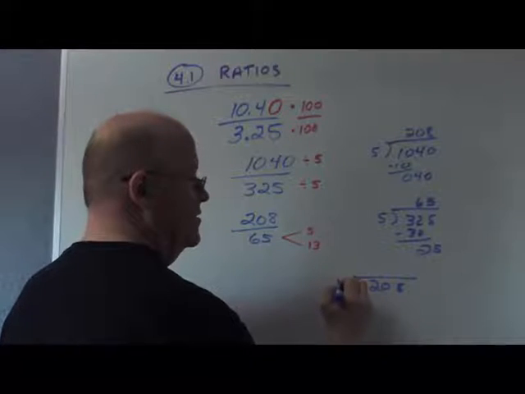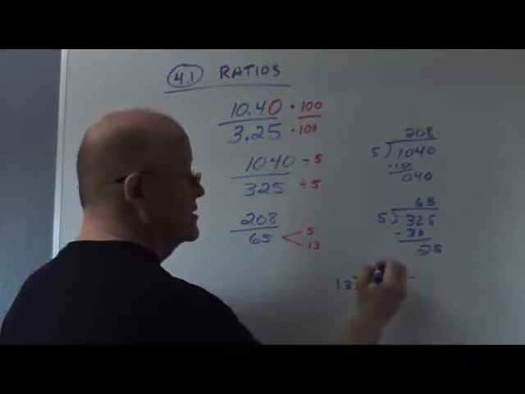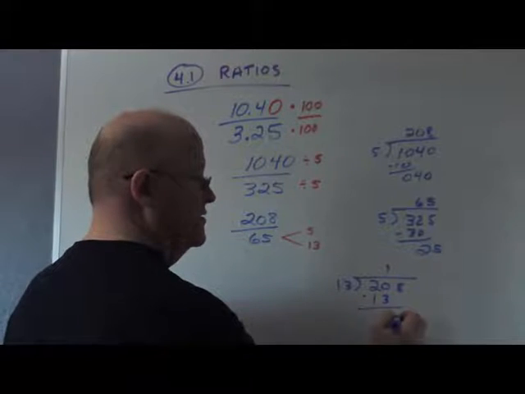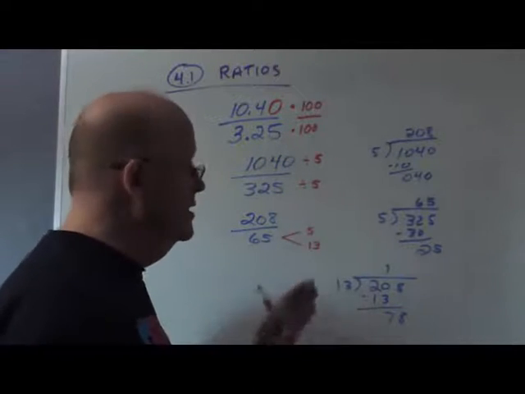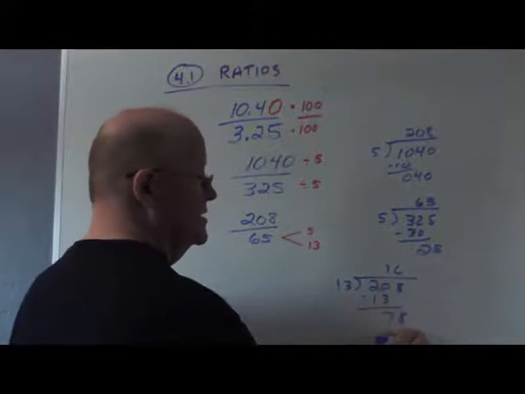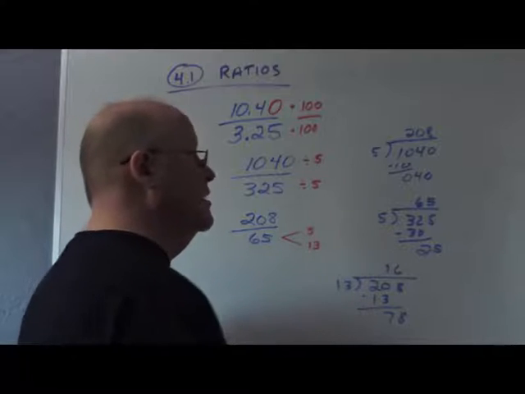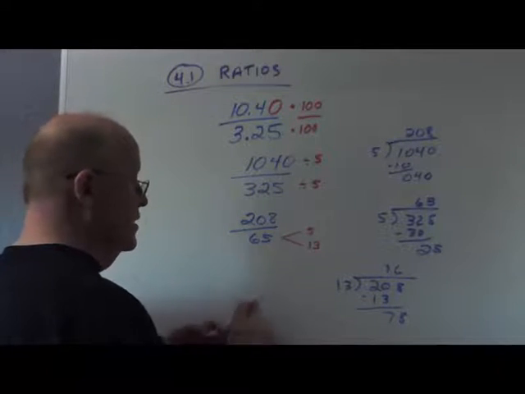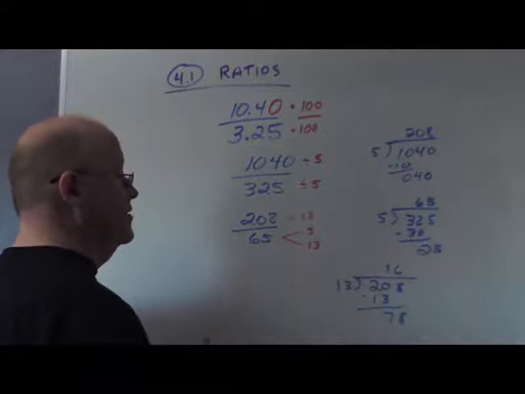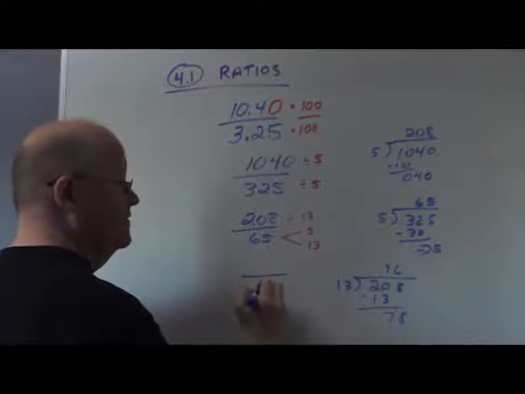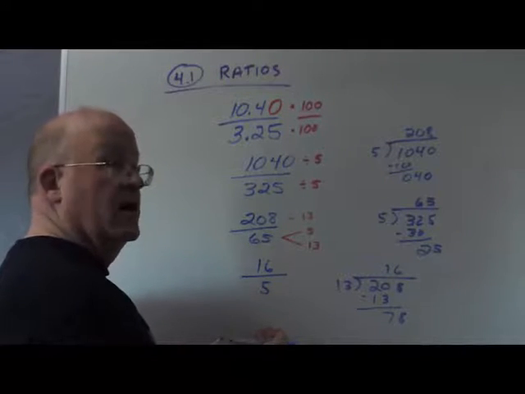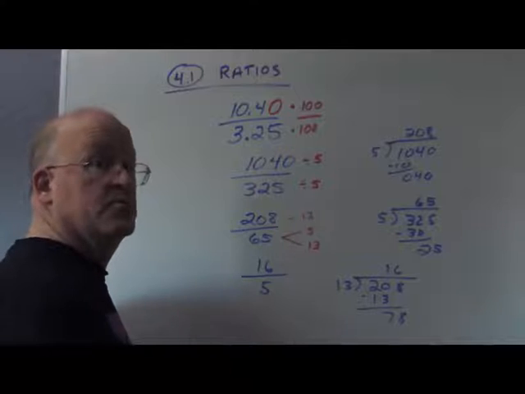208 divided by 13. 13 goes into 20 one time, making 13. We then have 7 left, and we bring down the 8. Well, 13 times 6 is 78. So that goes in 16 times on the nose. And so if we are dividing both the numerator by 13 and the denominator by 13, the denominator will be 5 and the numerator will be 16. And 16 over 5 would be our reduced ratio.